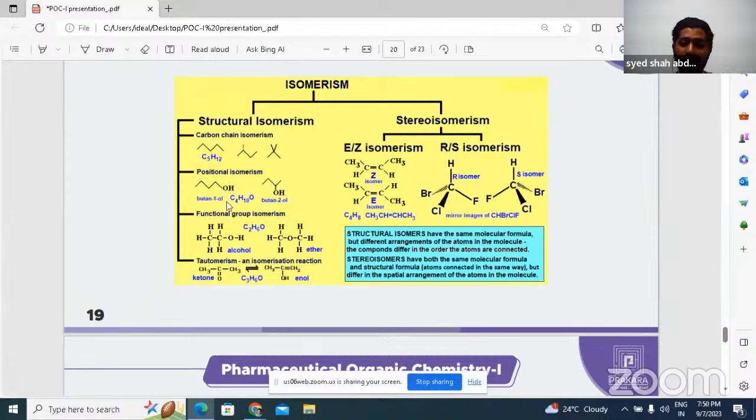Here the functional group will be the same, right? Look here, chain isomerism does not have a functional group. That you should keep in mind. Simple hydrocarbons without a functional group might have chain isomerism. When there is a functional group, they have positional isomerism, where the functional group is the same, both are alcohol, but the position of the alcohol is different. So that is butan-1-ol, butan-2-ol.